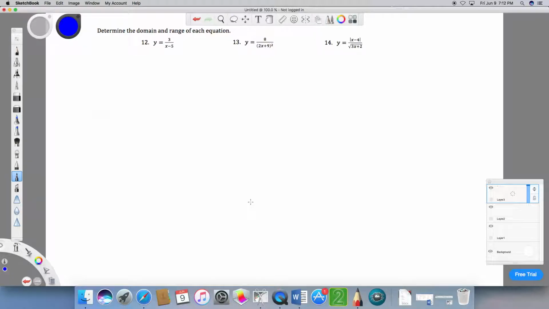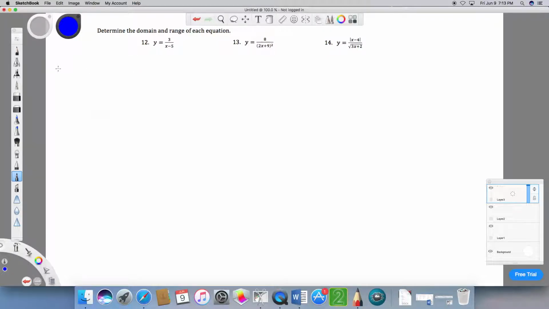On the range, we're going to have to either just use experience on what we think the graph looks like versus actually using a graphing calculator. But most of the information that we get from analyzing and determining the range comes from the graph. So let's take a look here at number 12.